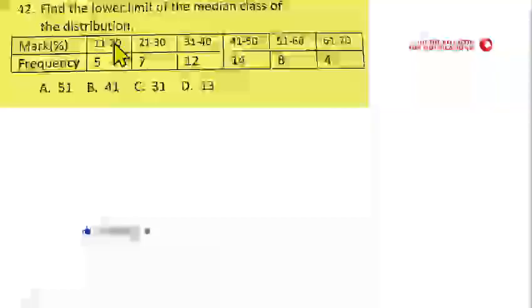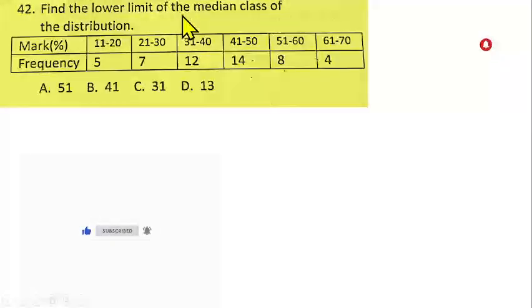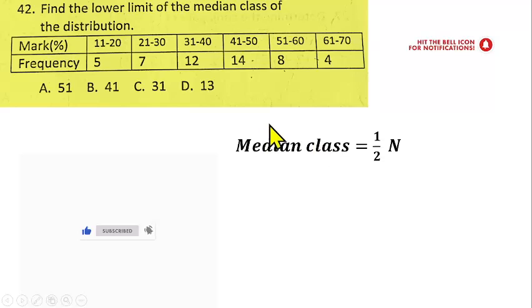Question number 42. We have to find the lower limit of the median class of the distribution. The question is, how do we get the median class? The median class is found from the sum of the frequency divided by 2. If you add these frequencies together, that should give us 50.